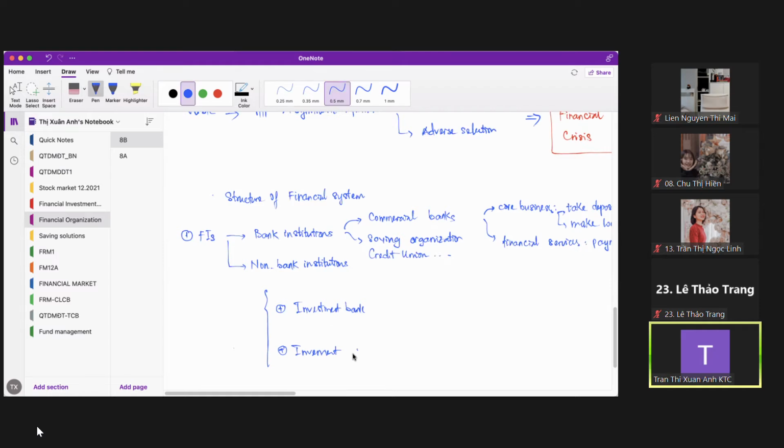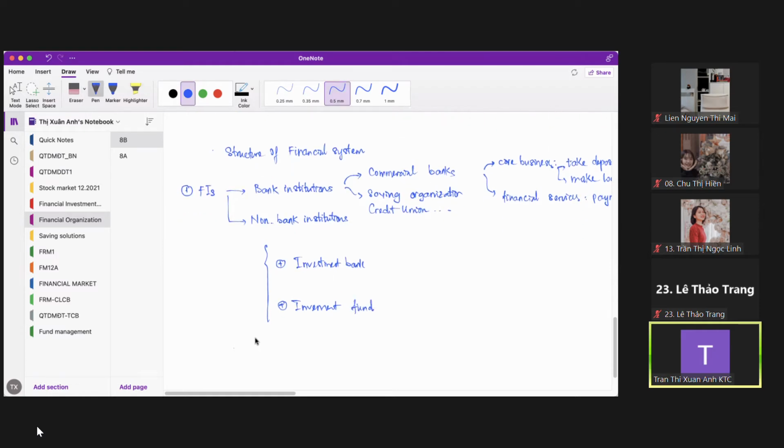Could you follow me, students? You should follow me, because later you will have a different case study to explain in detail on this. Investment funds, or maybe we have insurance companies. Insurance companies.